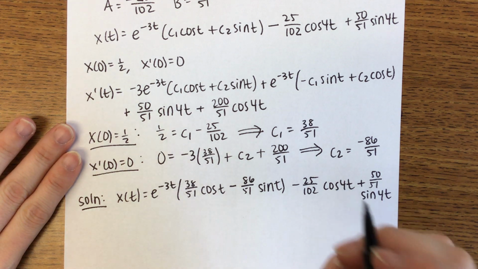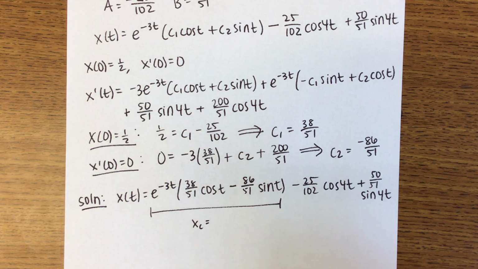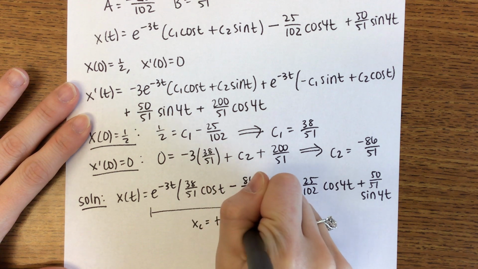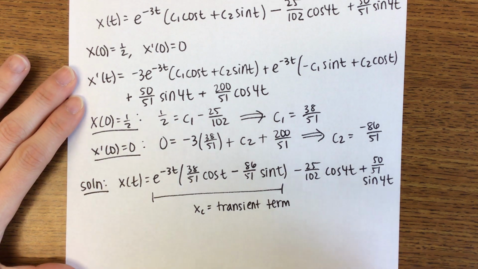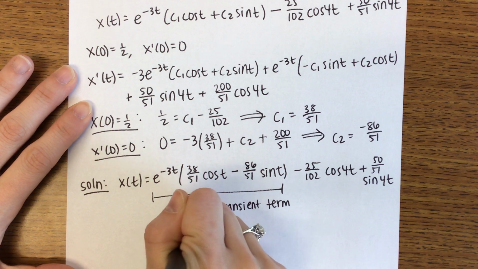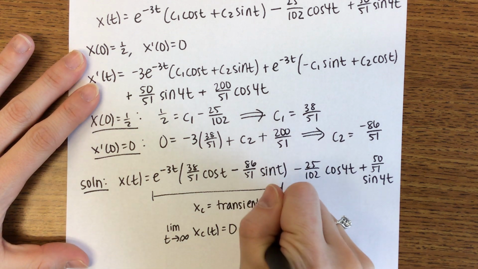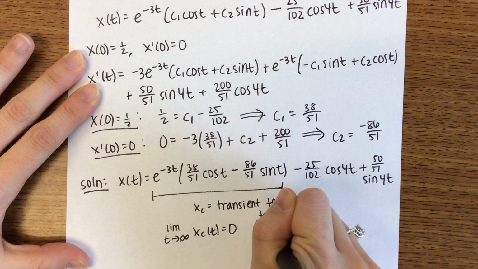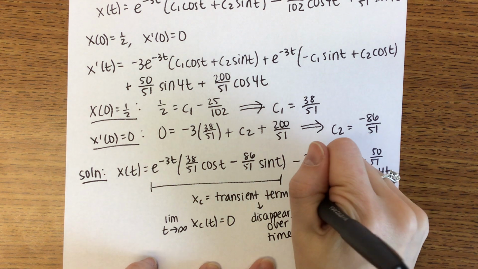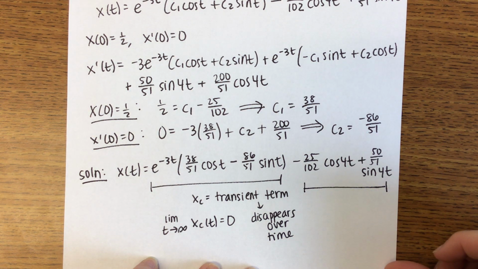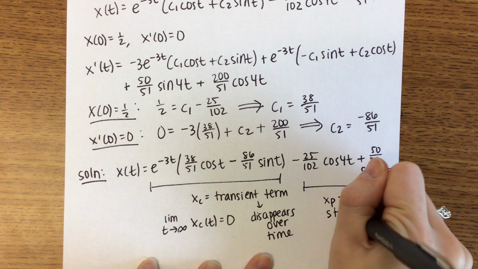Oscillates. Okay. The part that deadens, the complementary solution, is called the transient term. You guys have heard that before, it's just been a little bit. If we take the limit as t goes to infinity of that term, we're going to get 0. Transient term means it disappears over time. The other term, the one that doesn't disappear, our particular solution, is called the steady state solution.